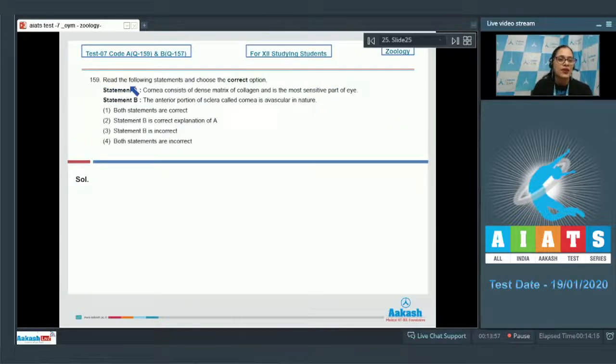Question number 159. Read the following statements and choose the correct option. Statement A. Cornea consists of dense matrix of collagen and is the most sensitive part of eye. This is a true statement, because cornea is the most sensitive part of eye and it consists of dense matrix of collagen. Statement B states that the anterior portion of sclera called cornea is avascular in nature. This is also a correct statement. Avascular nature of cornea helps in transplantation.